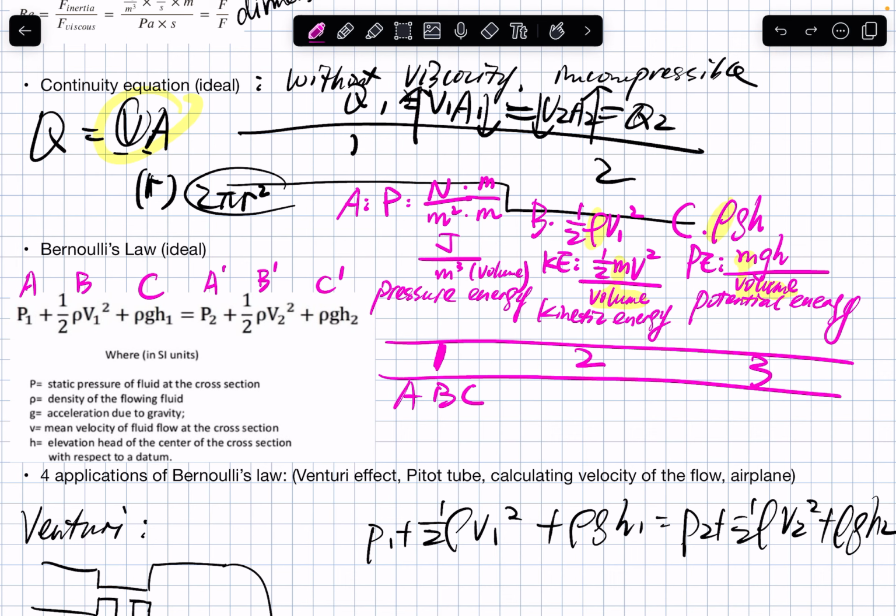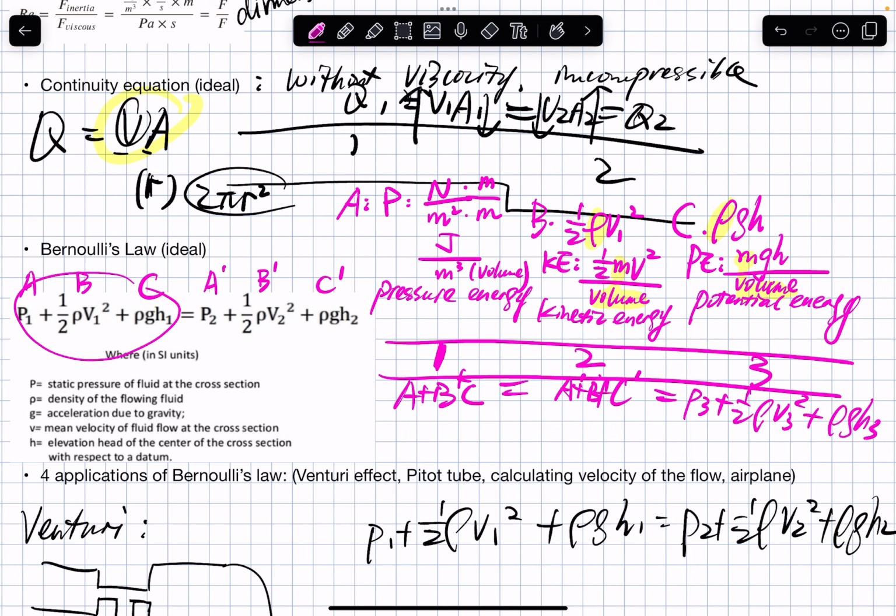So at point 1, I have P1 plus one half rho V1 squared plus rho g h1. And then point 2 is really A prime, B prime, C prime. And then point 3, I can really just keep going: A plus B plus C, A prime plus B prime plus C prime. I can keep going: P3 plus one half rho V3 squared plus rho g h3, which is A double prime plus B double prime plus C double prime. So really, this is the conservation of energy.